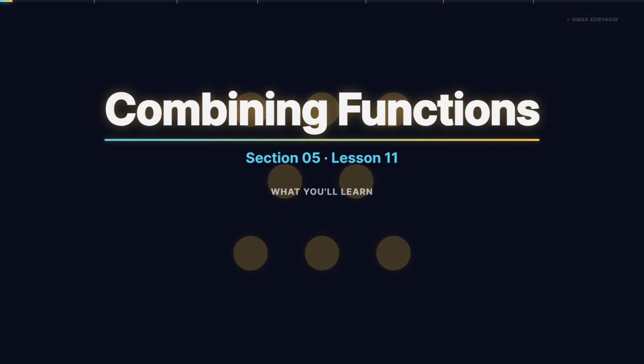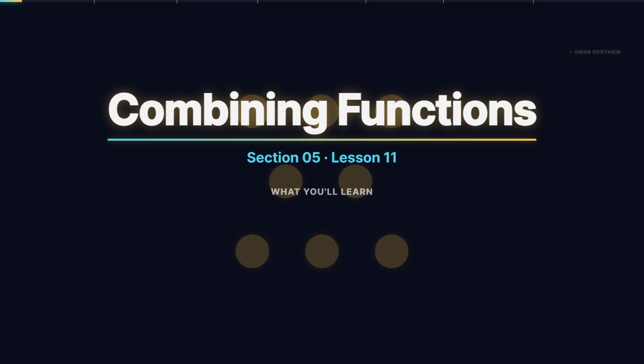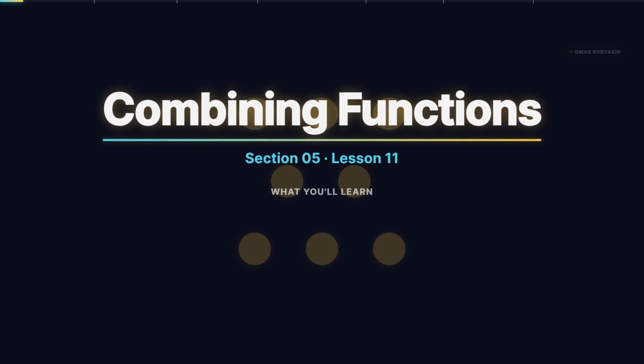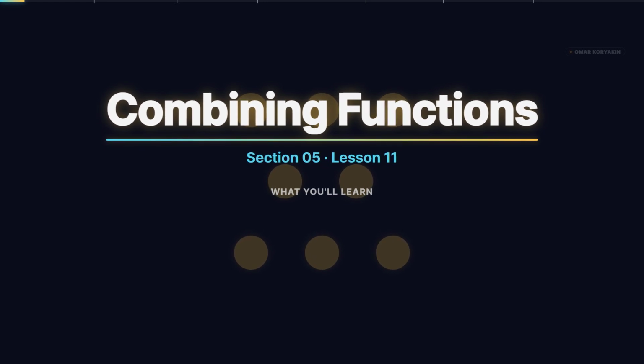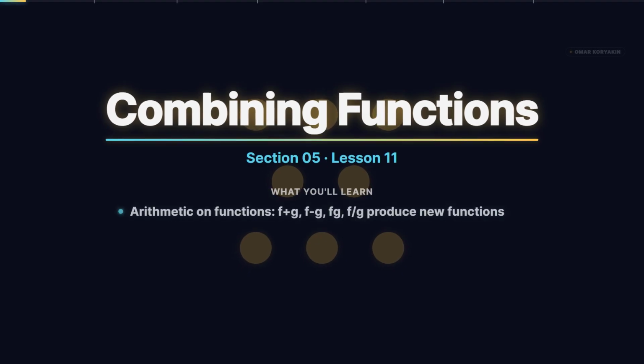Adding, subtracting, multiplying, and dividing two functions f and g produces four new functions whose rules are built by applying the corresponding arithmetic operation to the outputs of f and g at each input. Function arithmetic complements function composition and gives a complete toolkit for building complex functions out of simpler pieces.